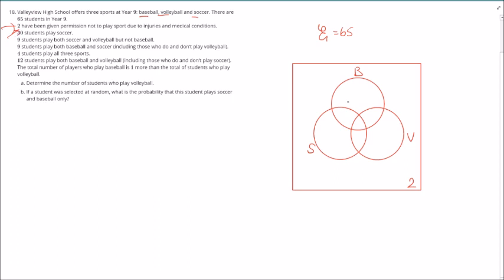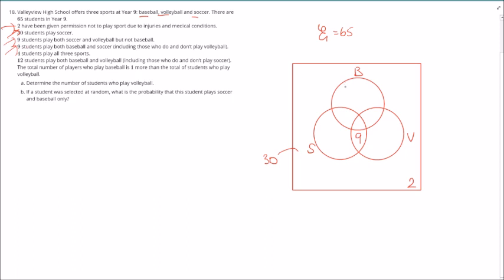30 play soccer, so that one is 30. Again, it's outside because we don't know who plays what else. 9 play soccer and volleyball, but not baseball. S and V, but not B. So that goes in here.